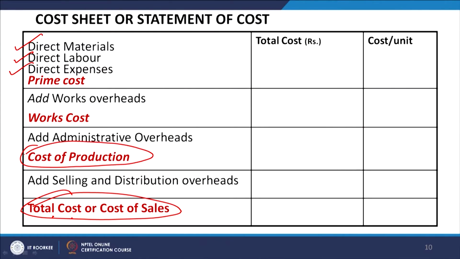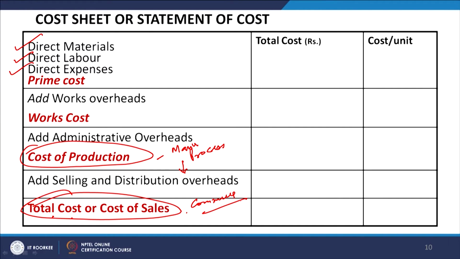Selling and distribution overheads are all marketing overheads, distribution overheads, transportation expenses, insurance expenses, all these expenses which are incurred for taking the product to the market. If you talk about the cost of production, it is the manufacturing process. This process is called the manufacturing process, right. And from here, from this point up to this point, it is called the commerce related activities.